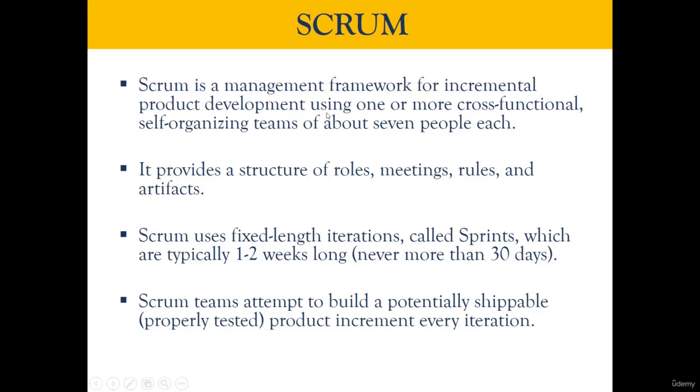So Scrum is basically a management framework for incremental development using one or more cross-functional, self-organizing teams of about 7 people each. In simple words, each Scrum team should have around 7 people. Sometimes they can be 10 people or 15 people, but the ideal size will be a team of 7 people. And it provides structured roles.